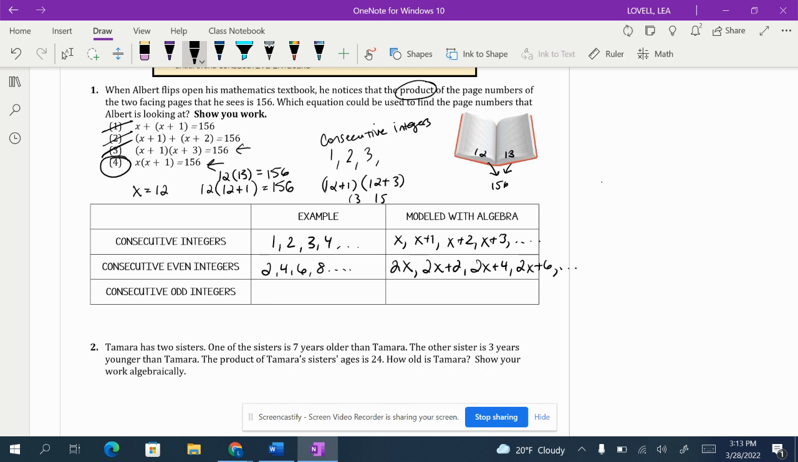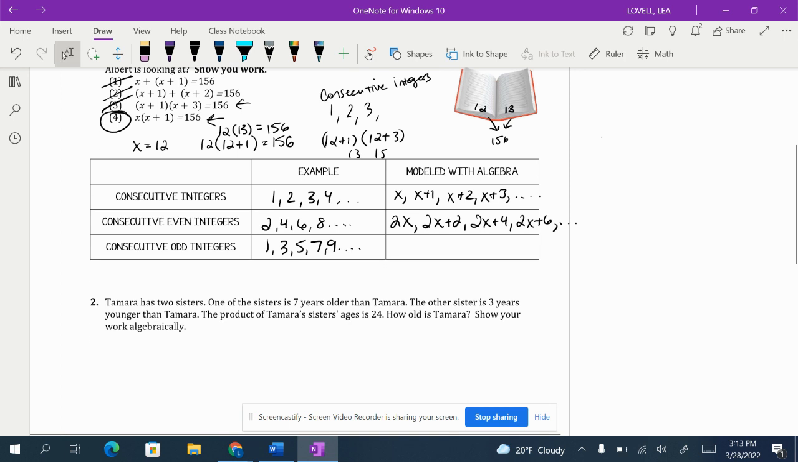Now, consecutive odd integers are odd whole numbers that follow each other. So we can say 1, 3, 5, 7, 9. Those are all common consecutive odd integers. So we know that an even plus an odd gives us an odd. So if we start with a definitely even number and we add an odd, we're definitely going to be starting with an odd number. So to get to the next odd number, we would have to add another odd number. So we would get 2x plus 1, 2x plus 3, 2x plus 5, and so forth. So these are going to be the equations that we use when we do consecutive integer problems.